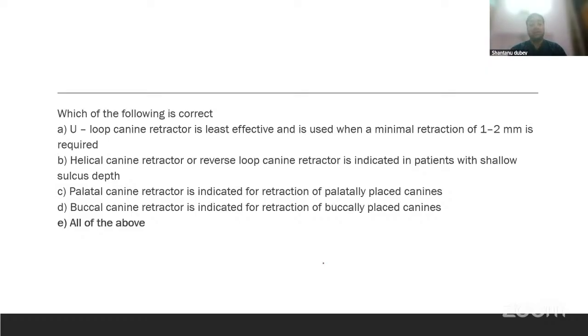U-loop canine retractor is least effective and is used when a minimal retraction of 1 to 2 mm is required. That is a very logical question, I'll tell you why. Helical canine retractor or reverse loop canine retractor is indicated in patients with shallow sulcus depth. Palatal canine retractor is indicated for retraction of a palatally placed canine. Buccal canine retractor is for retraction of a buccally placed canine. These options are correct, so you automatically go for all of the above.